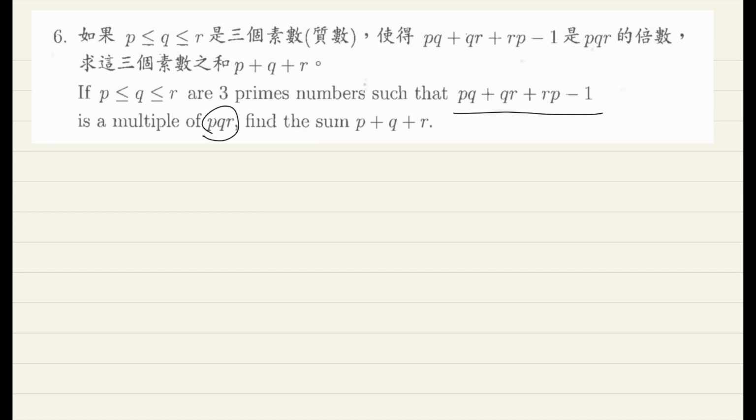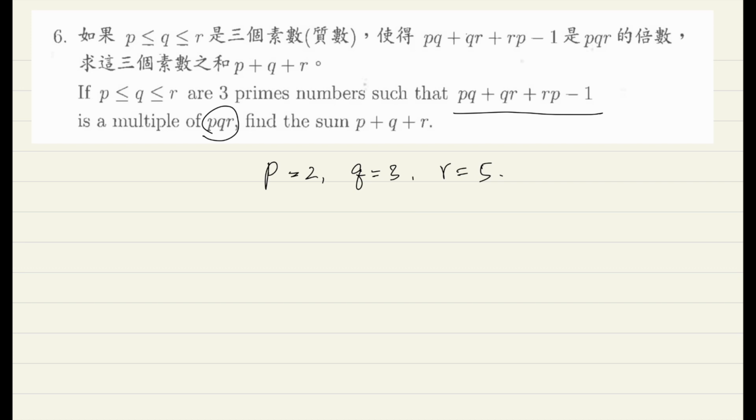During the contest, usually once you see this question, you will test some small prime numbers like 2, 3, 5, and 7. Within 5 or 10 minutes, if you are unlucky and cannot identify them, then you probably need to use some techniques to solve it. But if you take a little bit of effort, you should be able to find that P equals 2, Q equals 3, and R equals 5.